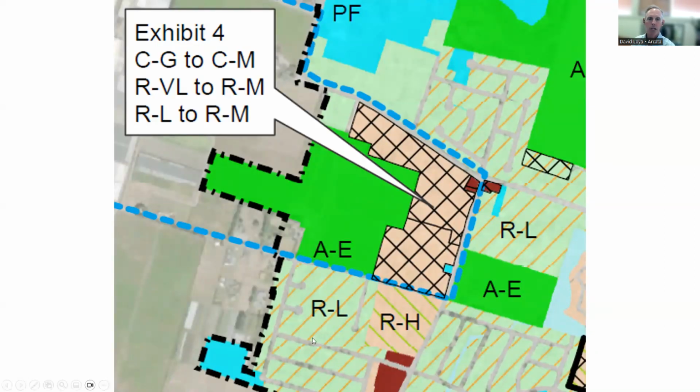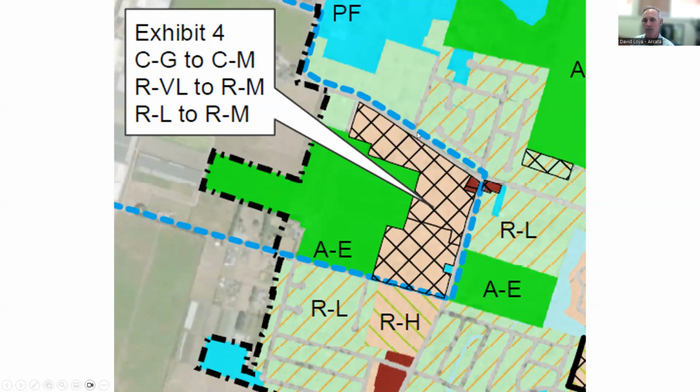Moving into the central part of town, here's the Alliance and Spear. Just to orient you, this blue dashed line is the coastal zone boundary. And this area west of that line is in the coastal zone. So you'll see we have several zoning districts, lower density residential very low and low, going to residential medium as recommended by the Planning Commission. This modification will require certification by the Coastal Commission.